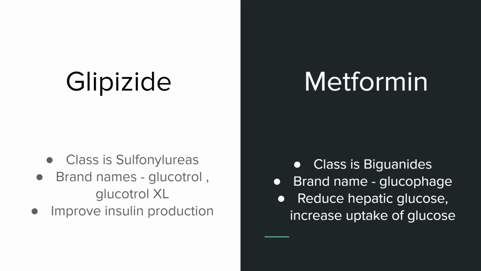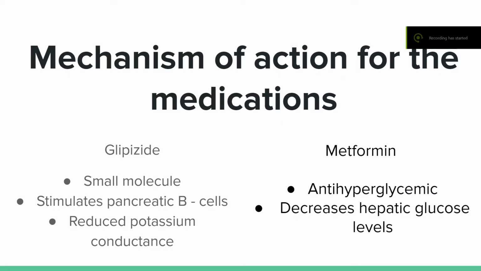Like glipizide, metformin is only for people who have type 2 diabetes mellitus. Metformin is a medication that falls under the class of biguanides, so the main goal of this medication is to enhance the effect of insulin and to reduce hepatic glucose levels and increase uptake of glucose by the periphery. I will now talk about the mechanism of action for both glipizide and metformin. This means how both the medications work on a molecular level.